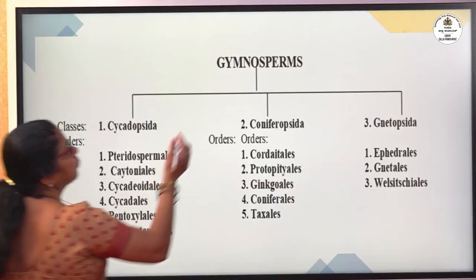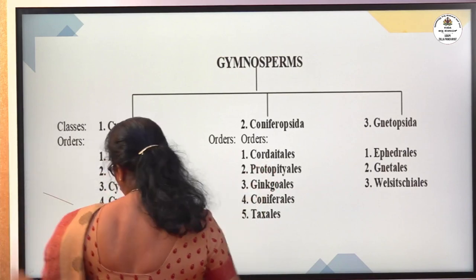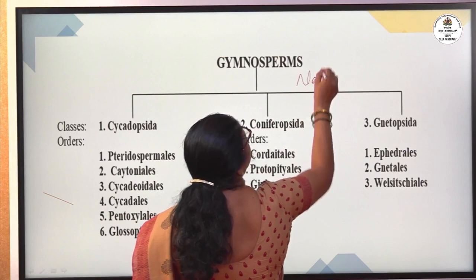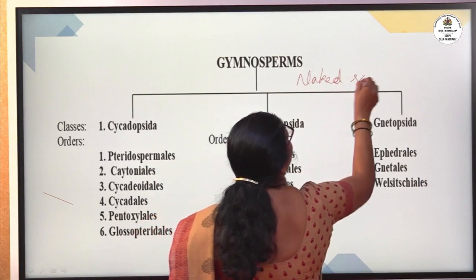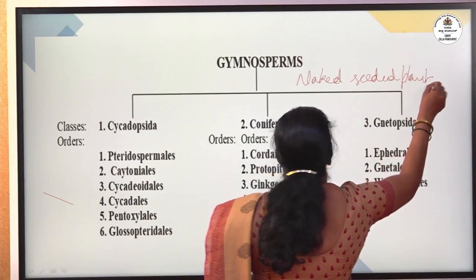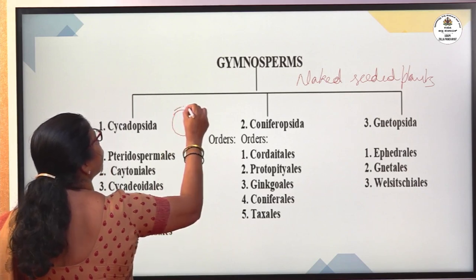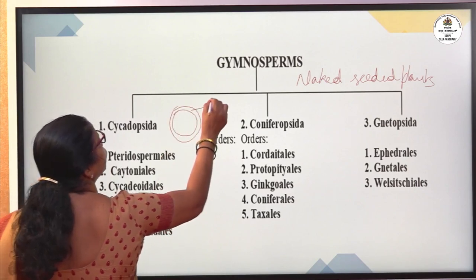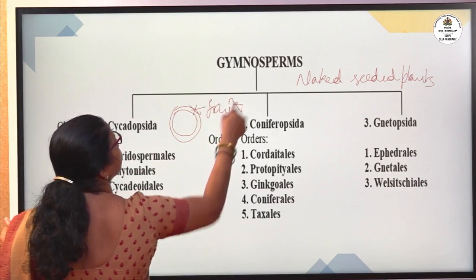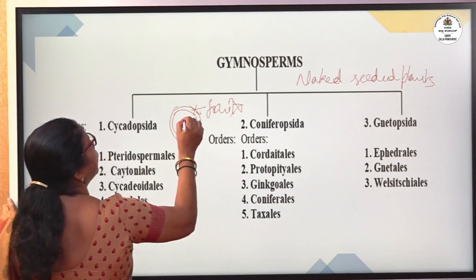So the next group in kingdom plantae is gymnosperm, and these gymnosperms are known as naked seeded plants. Since their seed, so this is a seed, is not enveloped by any fruit wall. So usually this is fruit or pericarp. This is absent in case of gymnosperm. So because of the lack of this, they are said to be naked seeded plants.